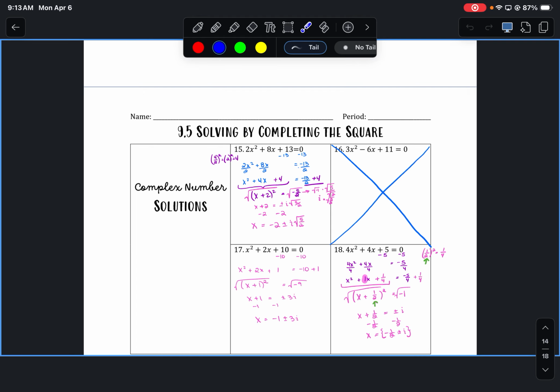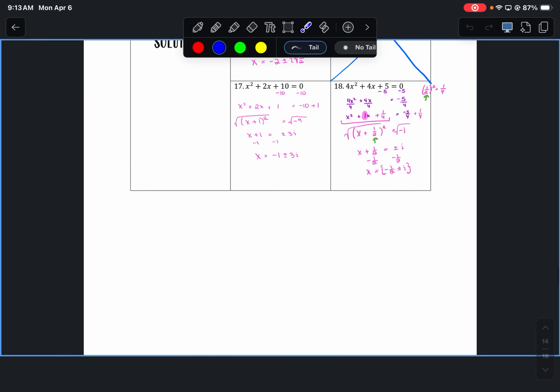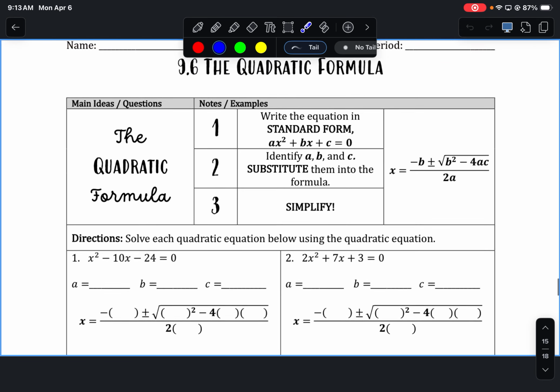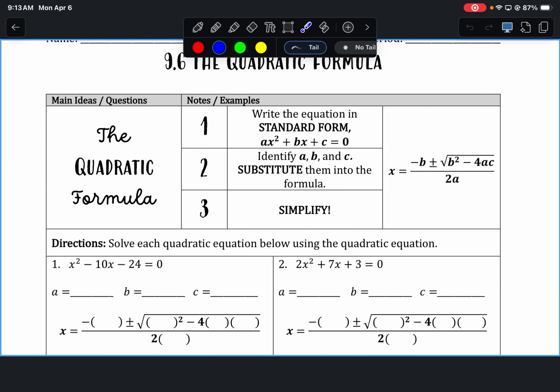All right, so what is the square root of 196? 14. Okay, so we have 10 plus or minus 14 divided by 2. When we have the plus or minus, with regular numbers, we have to do both cases. So we're going to do 10 plus 14 divided by 2, and we're going to do 10 minus 14 divided by 2.